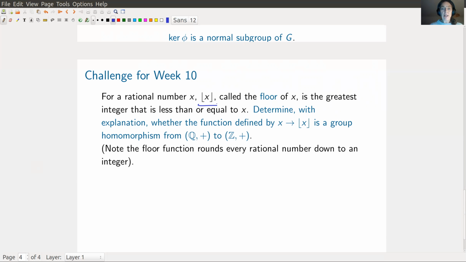So the challenge is to determine, with explanation, whether the function which sends every rational number x to its floor, that's a function from the rational numbers to the integers, is a group homomorphism from the group of rational numbers under addition to the group of integers under addition. Okay, so basically what this function does is it just rounds every rational number down to an integer. Okay, so that's one to think about.